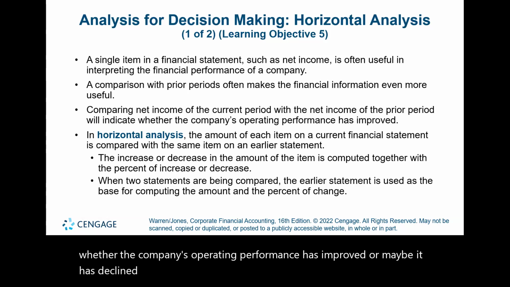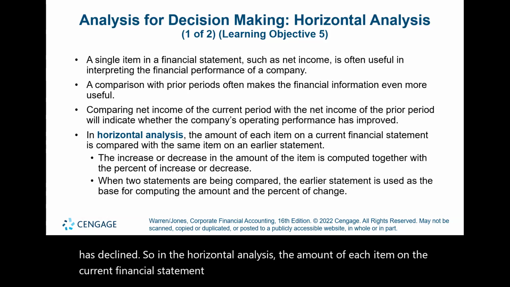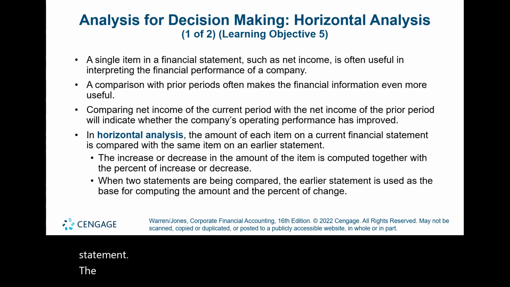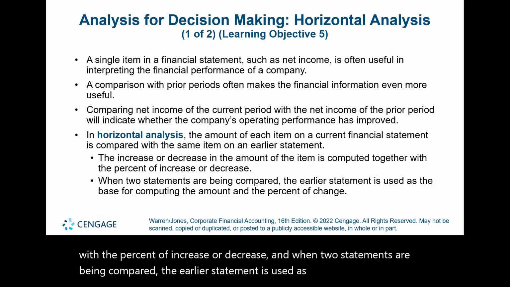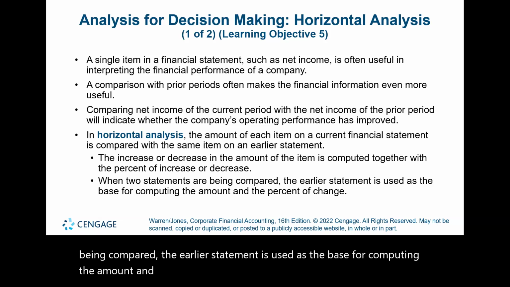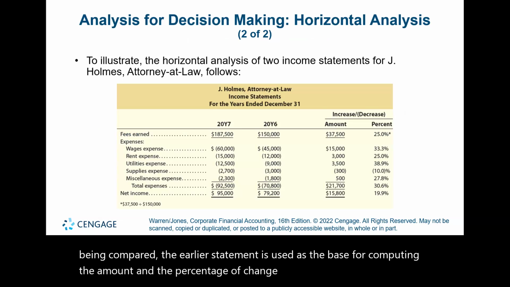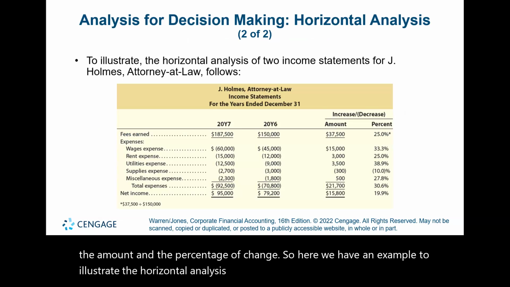In the horizontal analysis, the amount of each item on the current financial statement is compared with the same item from an earlier statement. The increase or decrease in the amount of the item is computed together with the percent of increase or decrease. And when two statements are being compared, the earlier statement is used as the base for computing the amount and the percentage of change. So here we have an example to illustrate the horizontal analysis of two statements for J. Holmes, attorney at law.